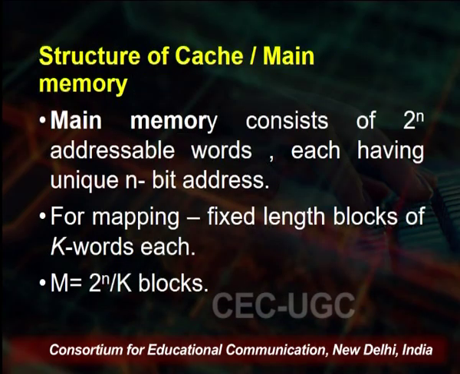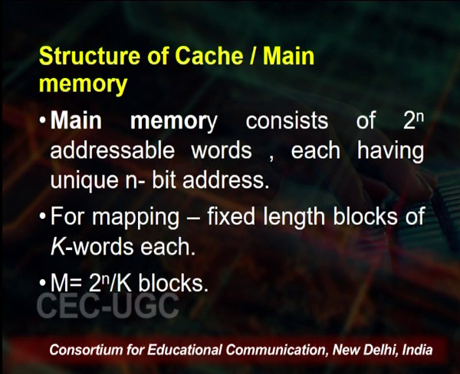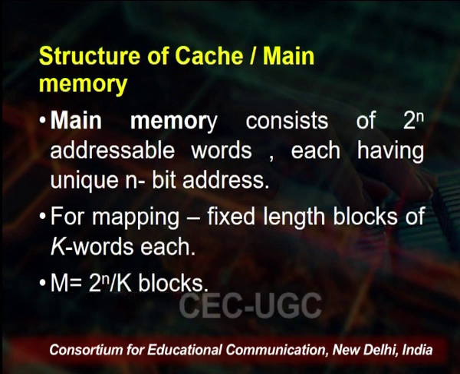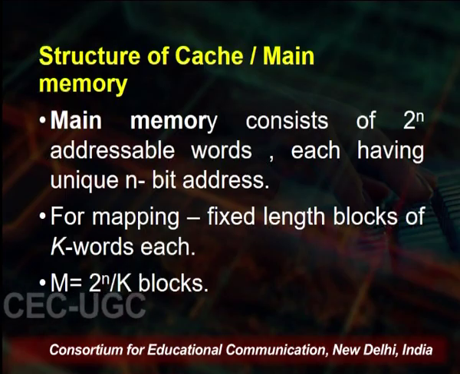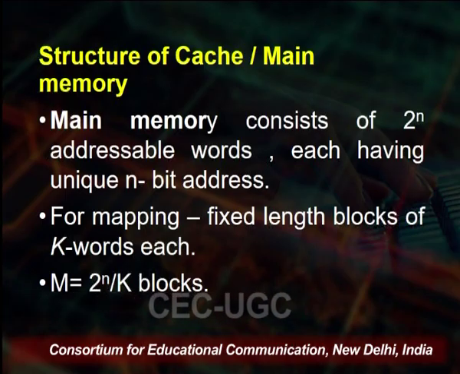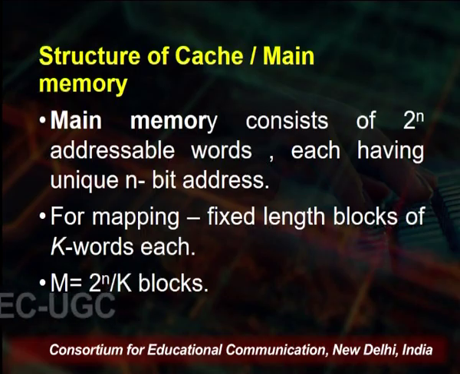Looking at the structure, the main memory we know can be considered as consisting of 2 to the power n addressable words, each having an n-bit address. This is what was depicted in the diagram earlier. For mapping, we will have fixed length blocks of k words each. So, the cache memory and the main memory blocks would have the same size, which is k words. So automatically M becomes 2 to the power n divided by k blocks, which is the number of blocks in main memory. Structure of the cache we just discussed.